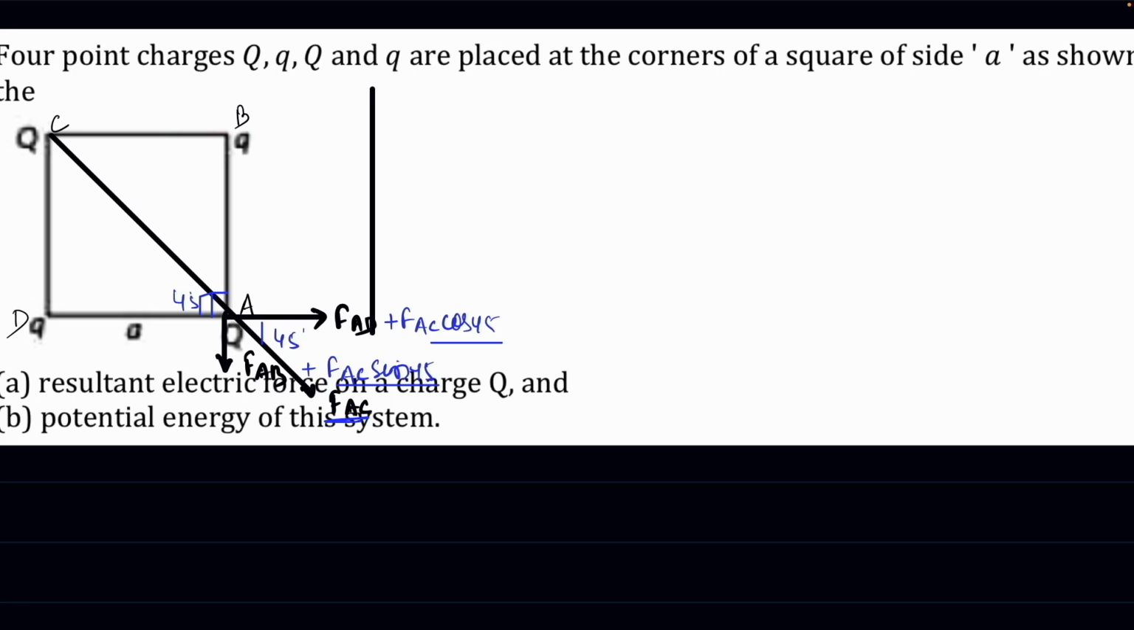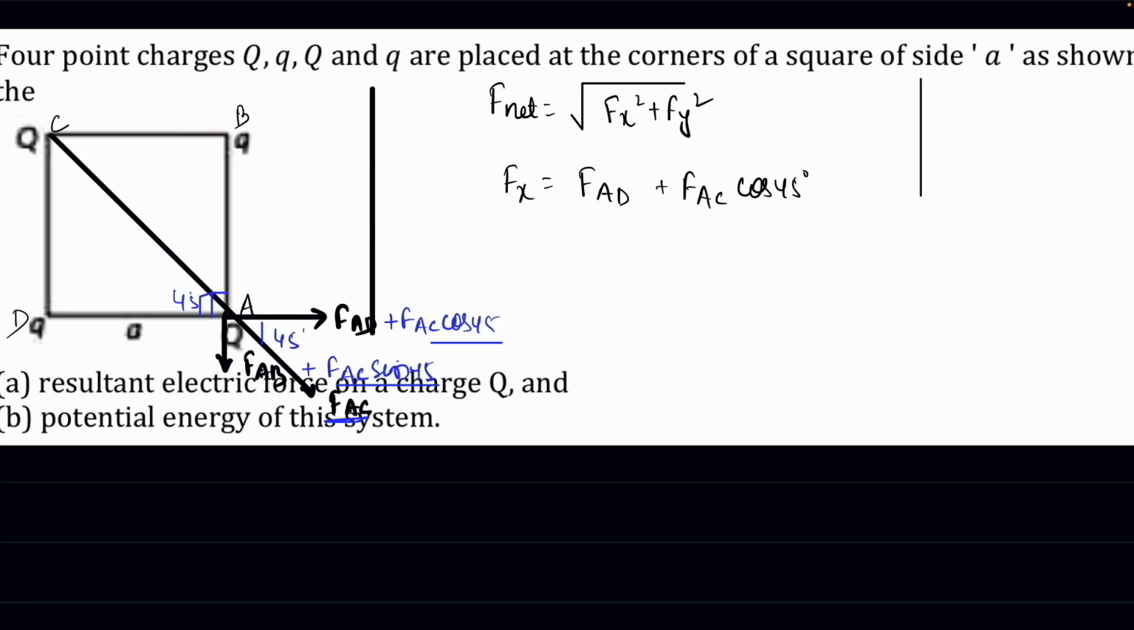So net force we have to find. So net force is equal to root of Fx square plus Fy square. So first we find the net force along the x-axis. So along the x-axis we have FAD and FAC cos 45. So we substitute it here, FAD plus FAC cos 45. Force formula is K Q1 Q2 by R square. This is the Coulomb force. So based on that, K, charge at A is capital Q, charge at D is a small q, and the distance between them is A square. Similarly, force AC is equal to K capital Q, again capital Q, by this distance AC.